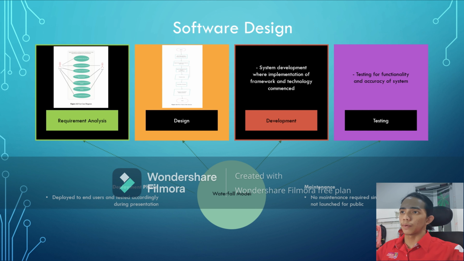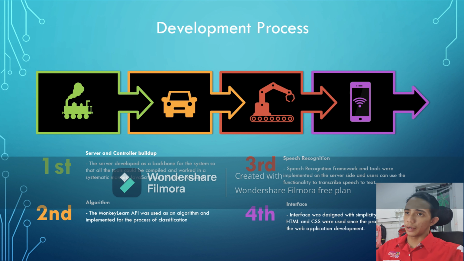As for the development process, there are 4 parts as well. The first one is server and controller build-up. The second one is the algorithm. The third one is speech recognition, and the final one is the interface. The server was developed as a backbone for the system, so that all the tools could be compiled and work in a systematic manner.